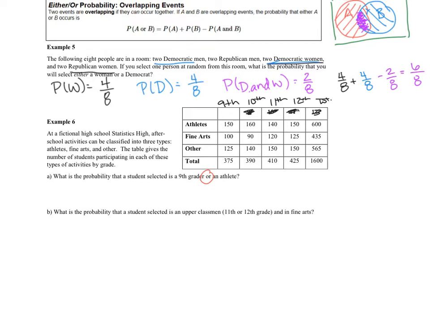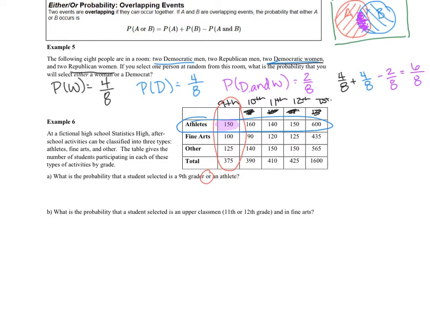Now, can you be a 9th grader or an athlete at the same time? Well, let's look at the sample and see. Here are all of the 9th graders in the sample. There are 375 9th graders. Here are all of the athletes in the sample, and there are 600 athletes. Are there any people in the sample that are athletes and 9th graders at the same time? Well, if we look at the table, we can clearly see that those people are sitting here.